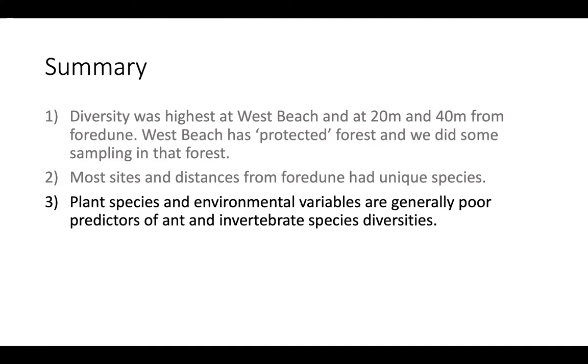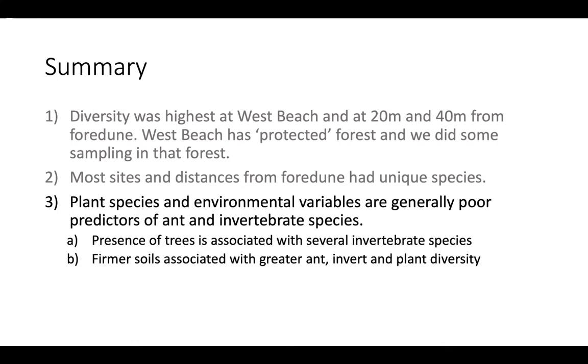Plant species and environmental variables are generally poor predictors of ant and invertebrate species diversities. We might see some indication that firmer soils are associated with greater abundances of ants in particular, but again, the predictive power was only about 5%, so it's not very good.